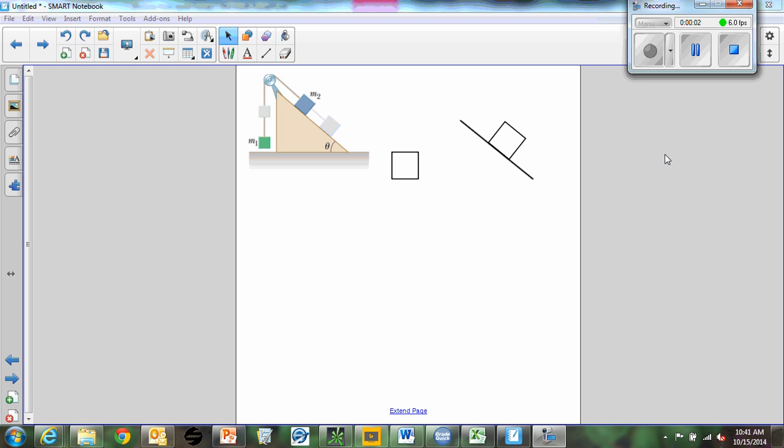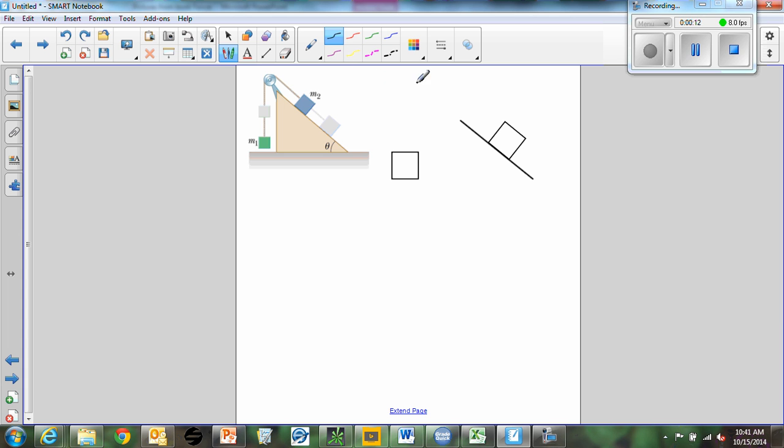This is number 54 on page 119, and it tells us that we have two objects, one on an incline and one hanging. The one on the incline, they tell us, is 9 kilograms, so I'll put a 9 in there, and this one is 4 kilograms, and they're attached by a light string. This one does have friction, and I believe it's held to the floor and let go. M1 accelerates up, M2 accelerates down, and it takes 4 seconds for M2 to travel 1 meter.